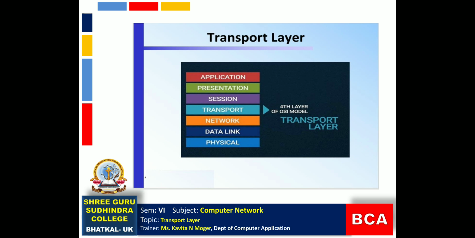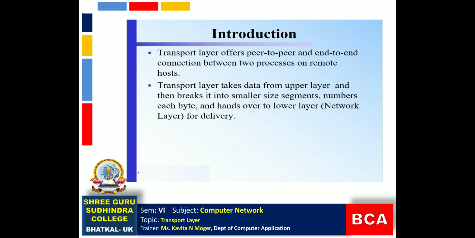Today let us see about transport layer. As you all know, there are 7 layers in the OSI model. The transport layer is the fourth layer in the OSI model. This layer takes the data from the upper layer, then breaks it into smaller size segments and hands over to the lower layer for delivery. This layer is the first one which breaks the information data supplied by the application layer into smaller units called segments.